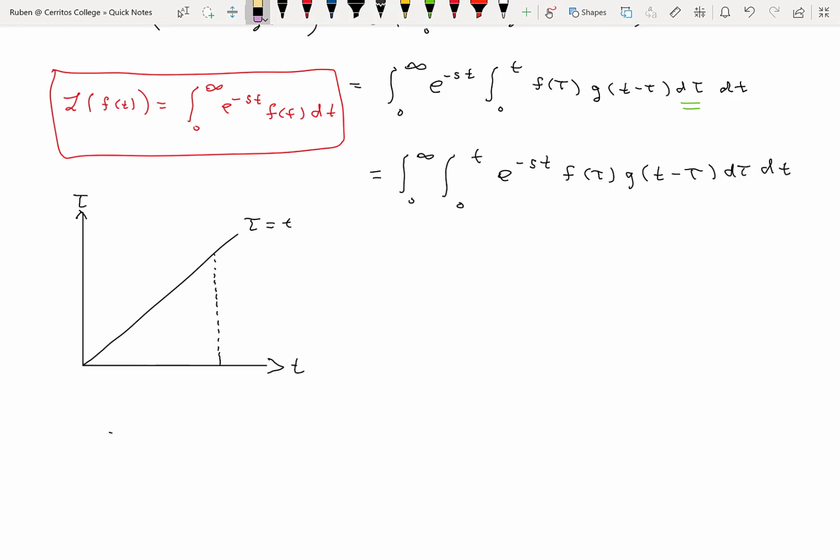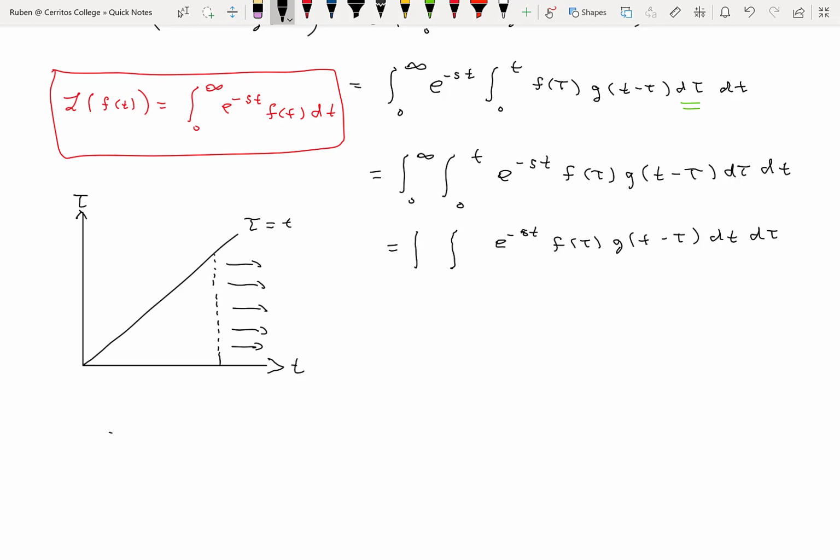So you can think about it as we're integrating over this infinitely big triangle as the little dotted line shoots off to infinity. Okay. So let's reverse the order of integration. If we reverse the order of integration, we're still integrating e to the negative st f of tau, g of t minus tau, dt rather, and then d tau.